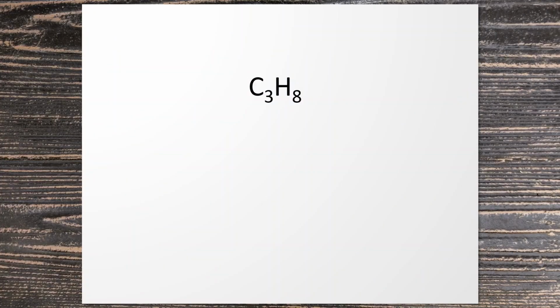So moving on to C3H8. What does that mean? The subscript 3 means that there are 3 carbons. And most of the time, carbons are attached to each other. That's what those lines mean. That is called a single bond, but we'll get to that later in this video.